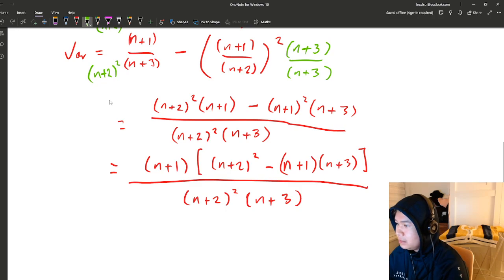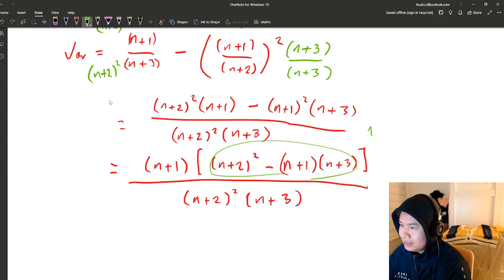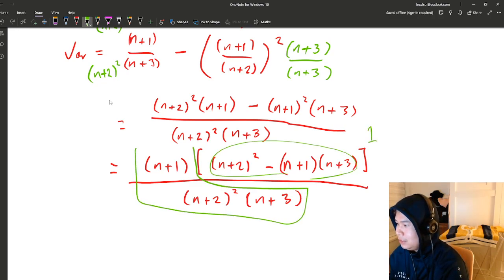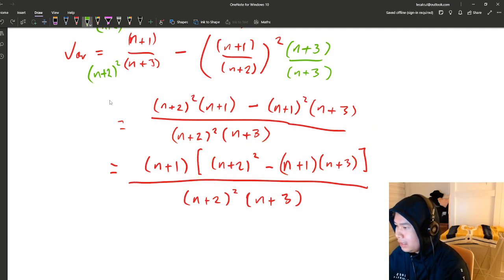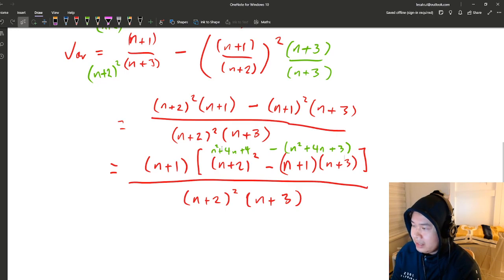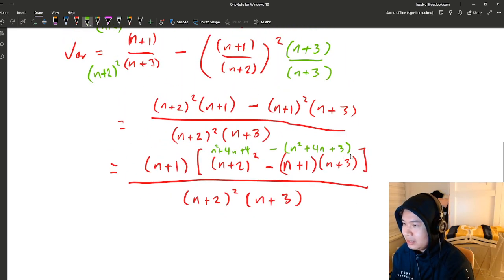Okay, and then ideally, I think if you expand this out, this should be 1, because this is what I wanted to show here. So let's just do that real quick. This is n squared plus 4n plus 4, and then we're going to subtract n squared plus 4n plus 3. Yeah, so as you can see, the n squared and the 4n subtract from these ones, or vice versa, and then 4 minus 3 is 1. Okay, so done.